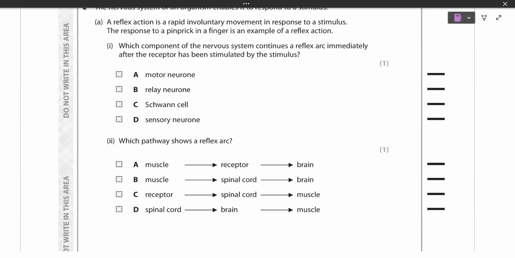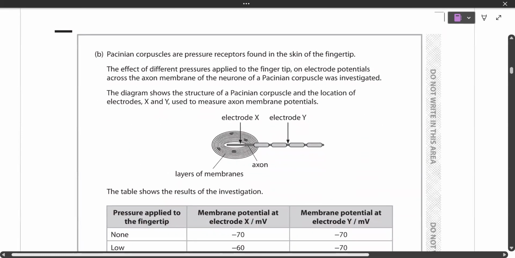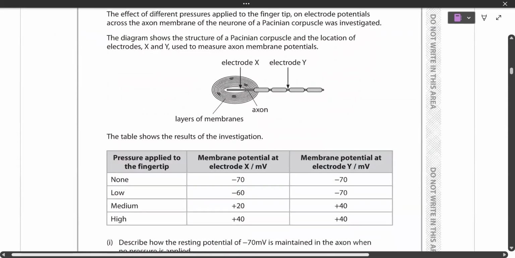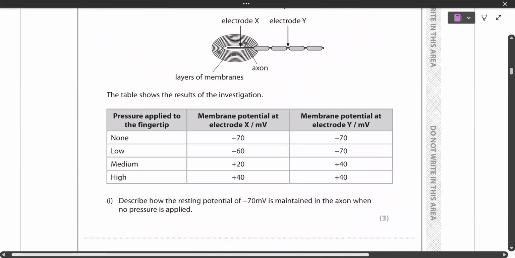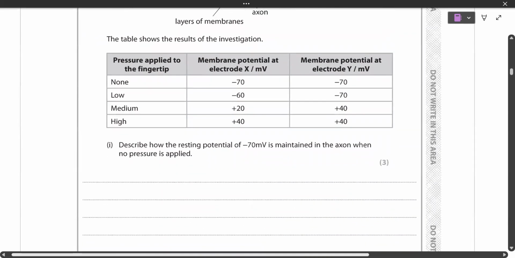Okay. The sensory neuron is the answer, and which pathway shows a reflex arc? The pathway that shows a reflex arc is the receptor to the spinal cord, then the muscle, and the answer is C as well. Then we went to the question on muscles, and we checked the movement of electrical signals through the electrodes, and we have a table to check the membrane potential at electrode X and at electrode Y. Then we talked about the pressure applied in the fingertip, and this pressure is a kind of stimulus, and it affects the transmission of signals.